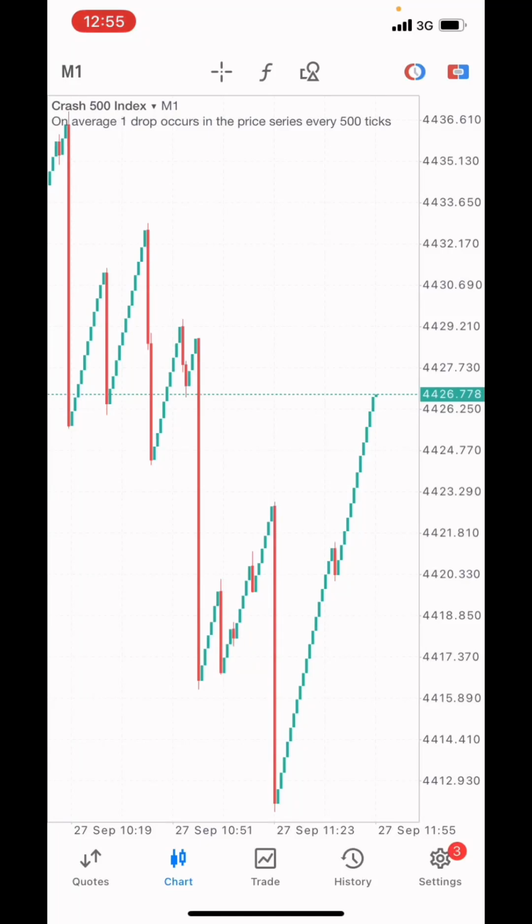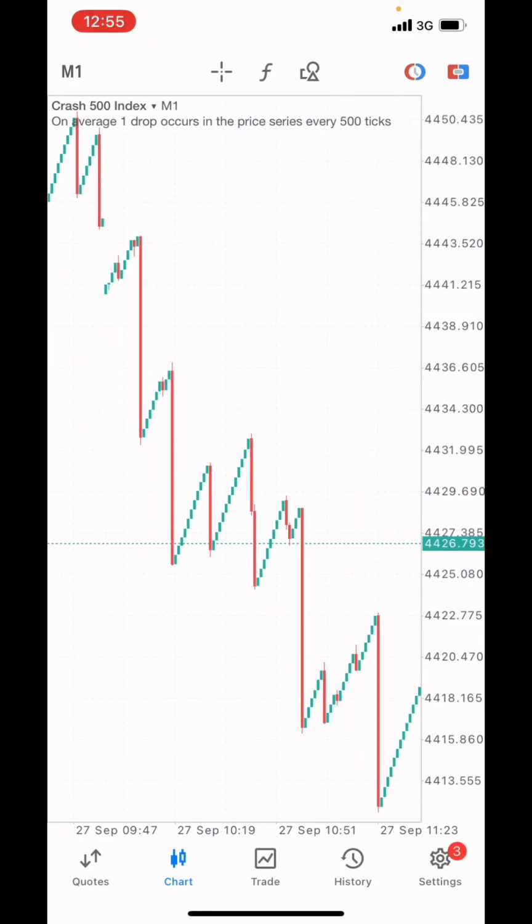We're going to be trading on the Crash 500 Index market, and I'm going to share with you guys how to make profit with this type of market.